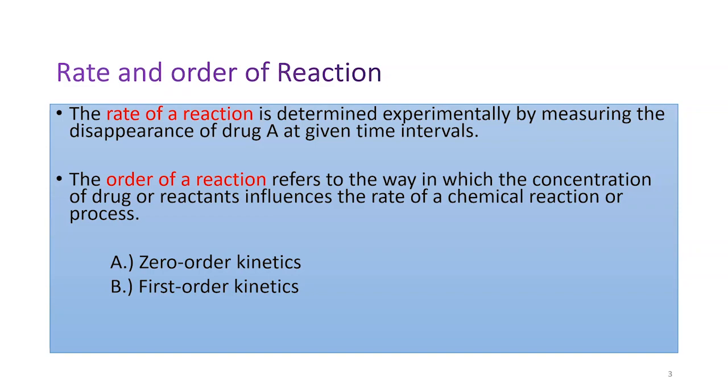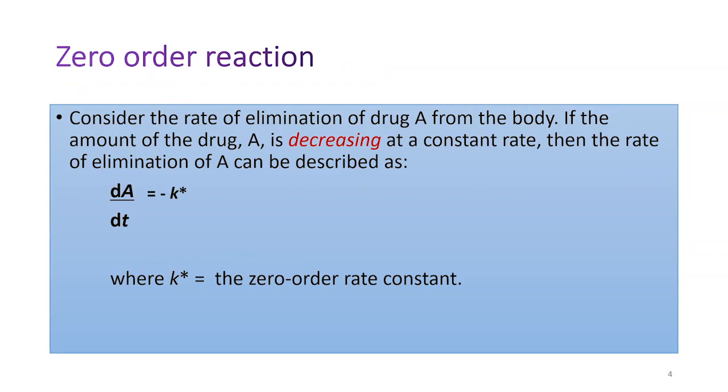Now, with regards to the order of the reaction, it refers to the way in which the concentration of drugs or reactants influences the rate of a chemical reaction or process. There are two most common orders of reaction, the zero order kinetics and the first order kinetics. Now, let's begin with the zero order reaction or kinetics.